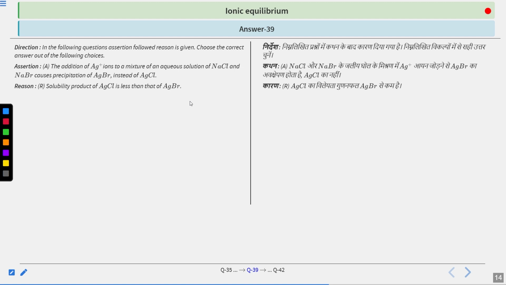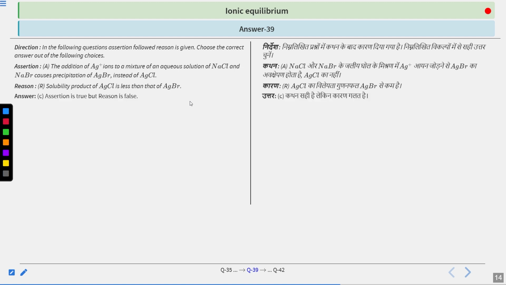So the assertion is given as: we are adding Ag+ ion to a mixture of aqueous solution of NaCl and NaBr, and this causes the precipitation of AgBr instead of AgCl. Both can be precipitated; both are not that much soluble in water. So upon addition of Ag+, both of these should be precipitated, but it is found that only AgBr is precipitated. You have to find the reason. The given reason is that the solubility product of AgCl is less than that of AgBr.